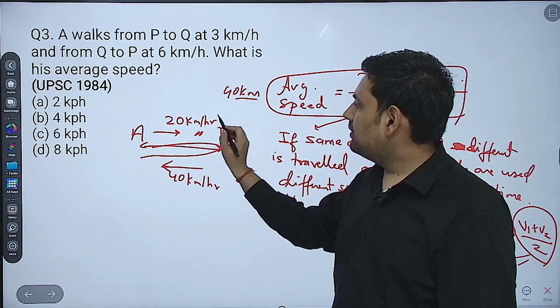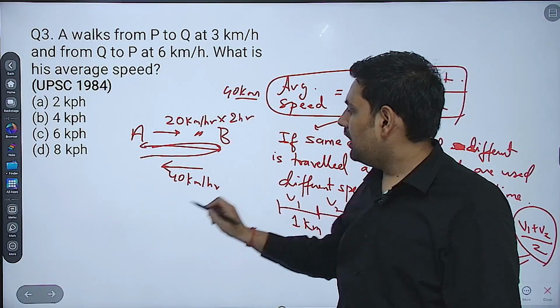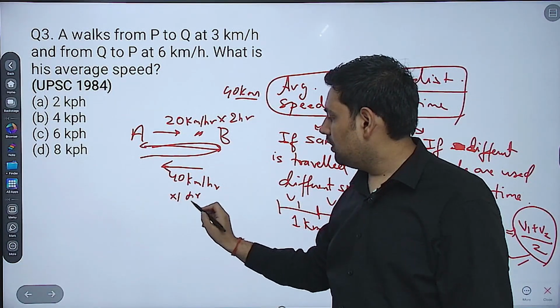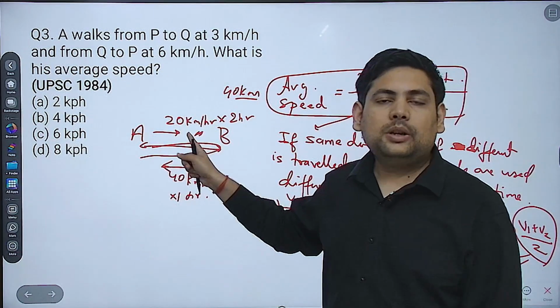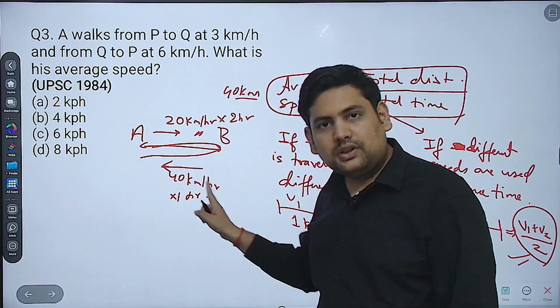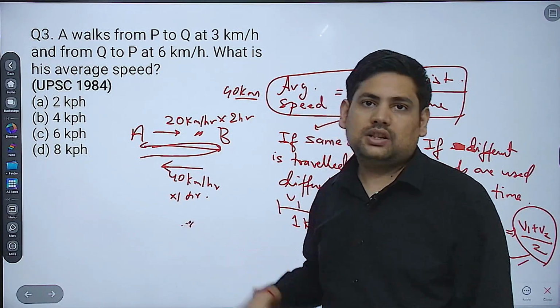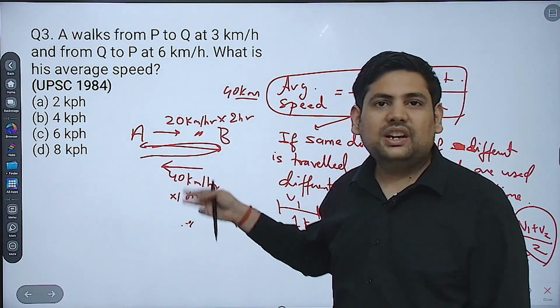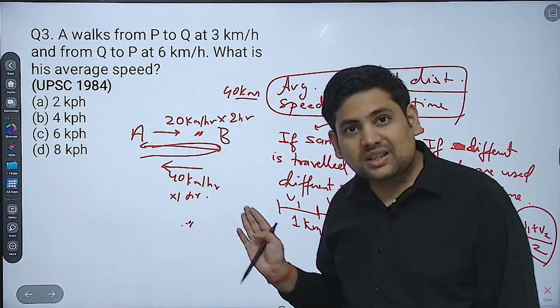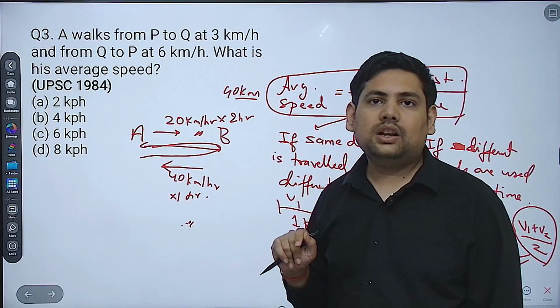Let's say the distance is 40 kilometers between them. Then this will be done in 2 hours and this will be done in 1 hour. That means the vehicle traveled 2 hours at 20 kilometers per hour and at 40 kilometers per hour only for 1 hour. That is why if you add them both, 20 plus 40, 60 divided by 2, 30 won't be the answer. Something less than 30 should be the answer.